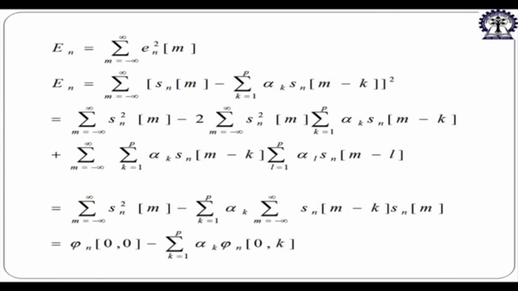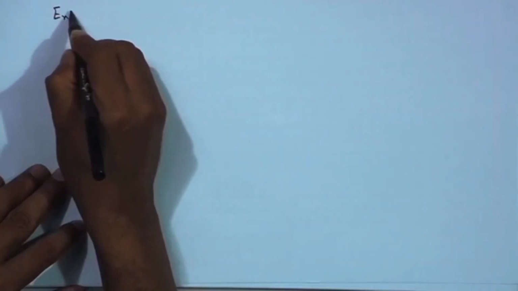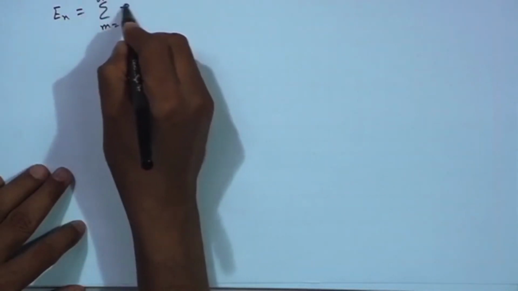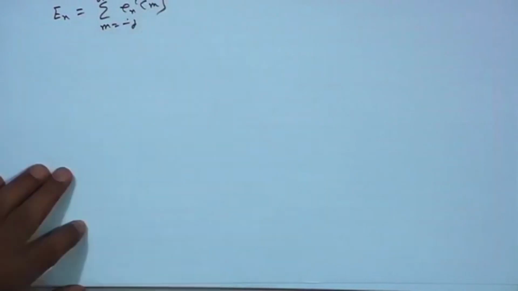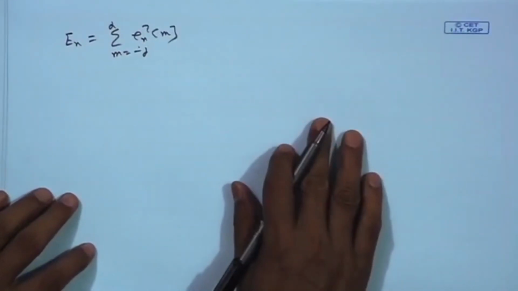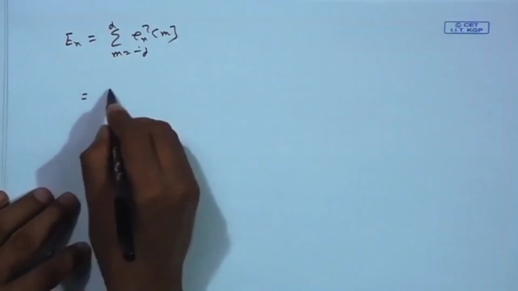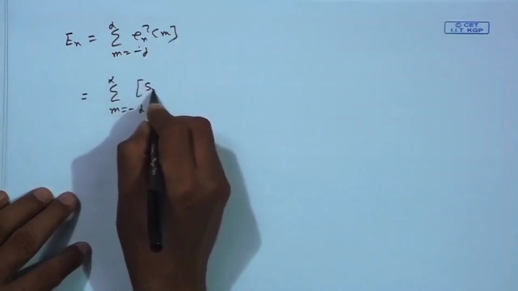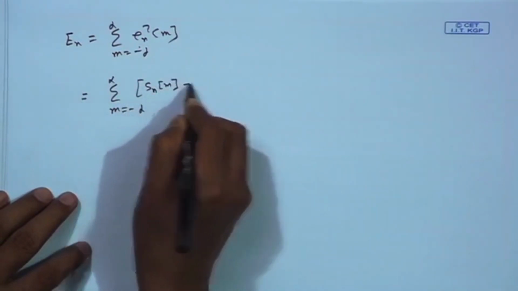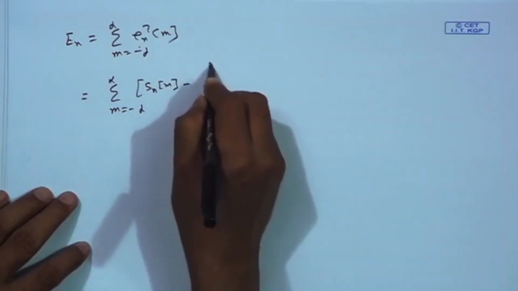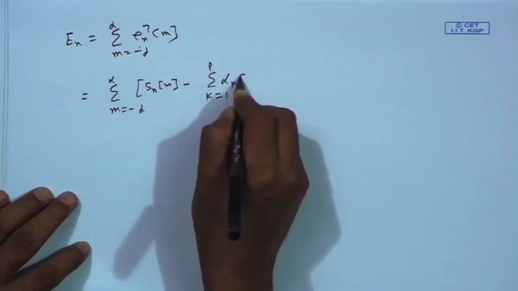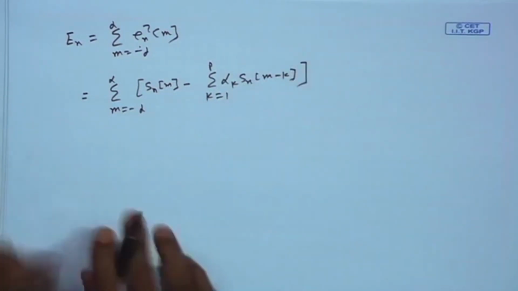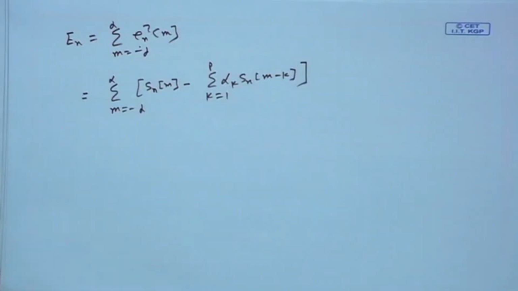So, what is the error function? E n is the sum over m equal to minus infinity to infinity of e n square m, which is the mean square error. This is nothing but the sum over m from minus infinity to infinity of s n m minus the sum over k equal to 1 to p of alpha k s n of m minus k, the whole squared.